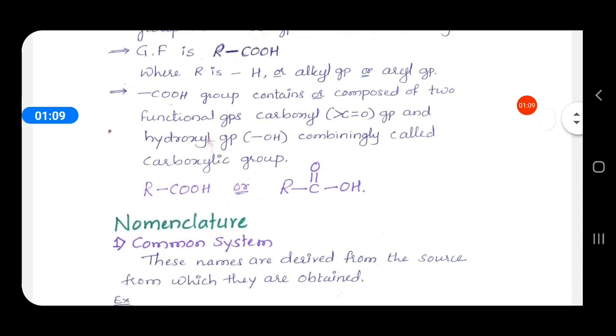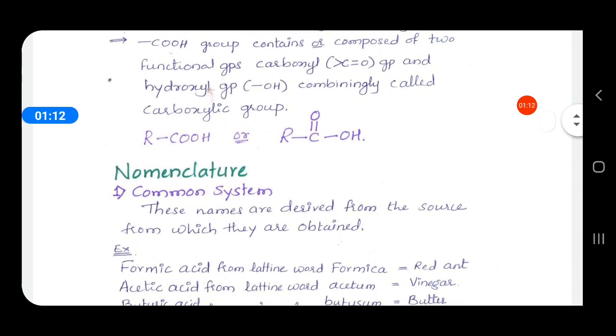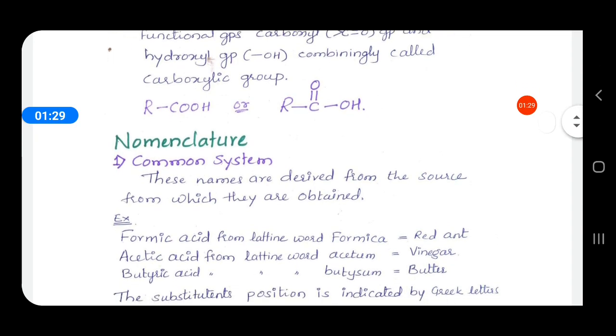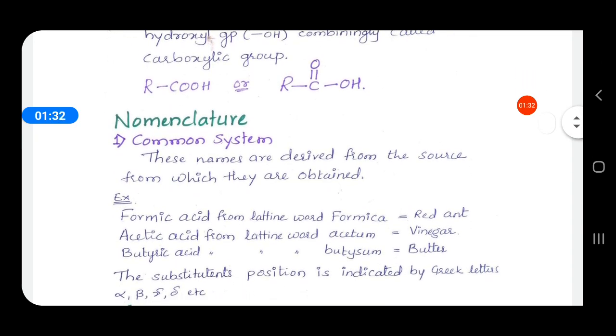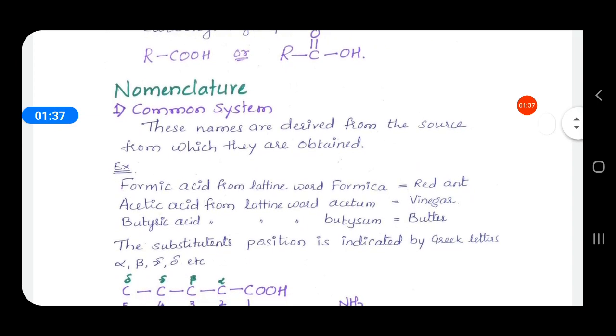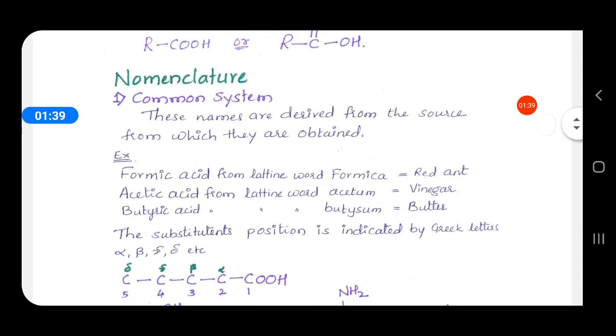Then how are these carboxylic acids named? The general formula is RCOOH. In place of R, hydrogen or alkyl or aryl groups can be written. Depending on that, there are different namings present. One is the common system, and another one is the IUPAC system. In the common system, the names of the carboxylic acids are derived from the source from which they are obtained.